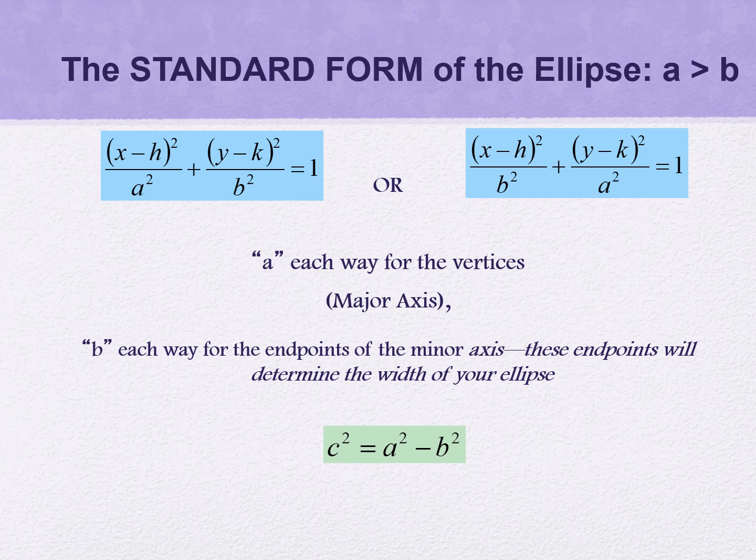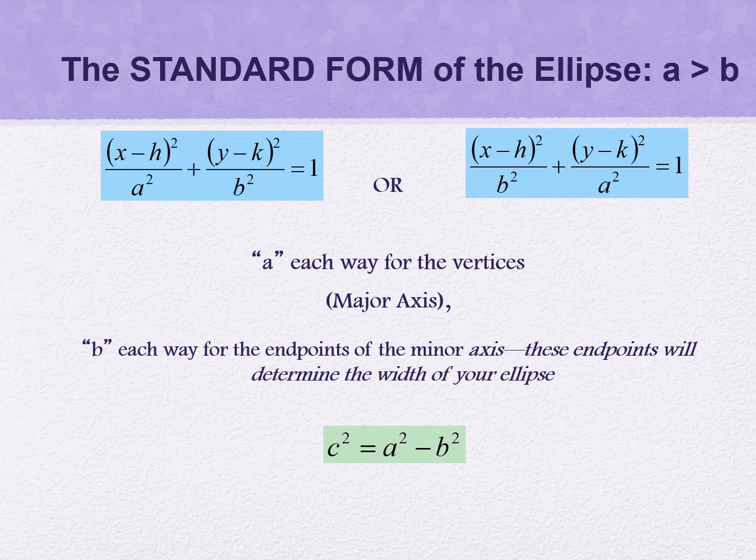Now, this is a kind of unique relationship. It is a Pythagorean relationship. However, C is no longer the hypotenuse. If we think about it, C is a leg and B is a leg. A has traded places with C. It is the Pythagorean relationship for the ellipse. So just keep that in mind.